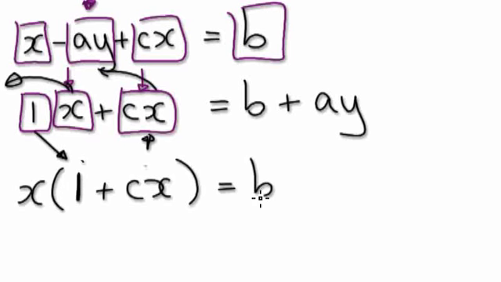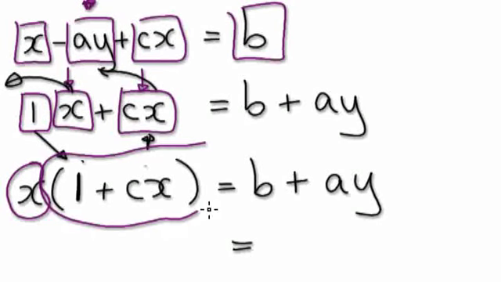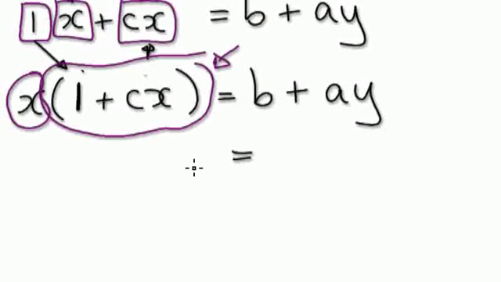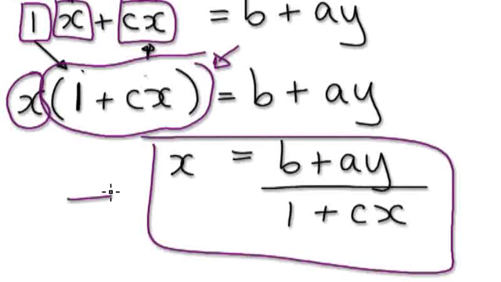Okay, anyway, on this side it would be b plus ay here, and now visualize it as you've got this bubble here multiplying this bubble here. So divide both sides by this bubble here. It will be x equals b plus ay divided by 1 plus cx. And then, ta-da, it's done. Okay, so x is the subject.